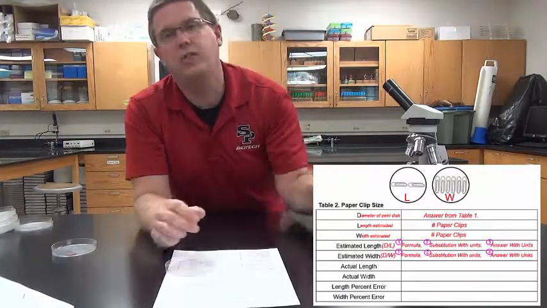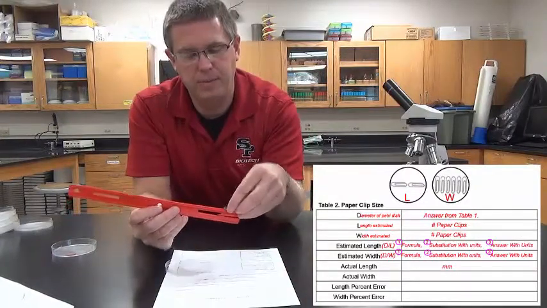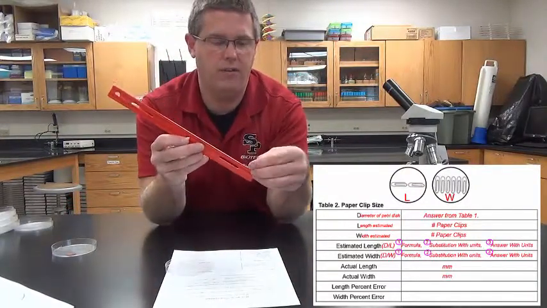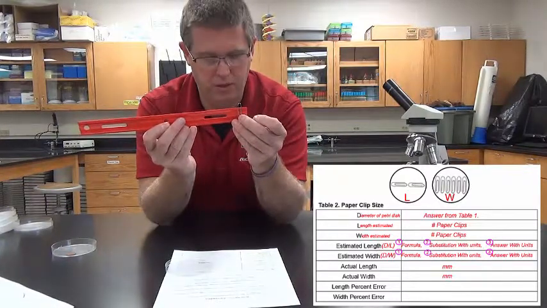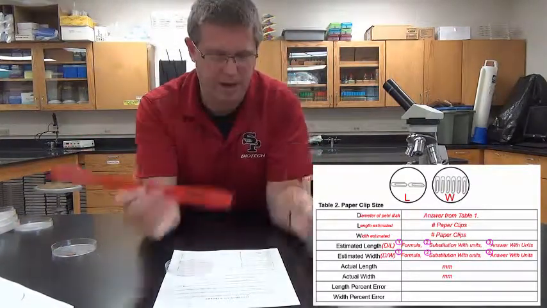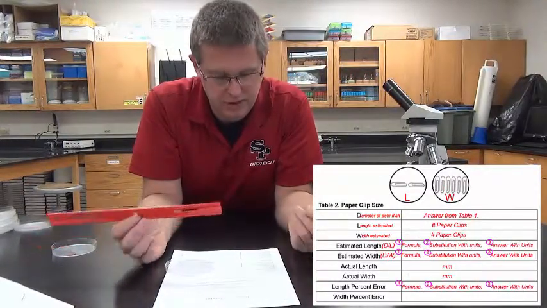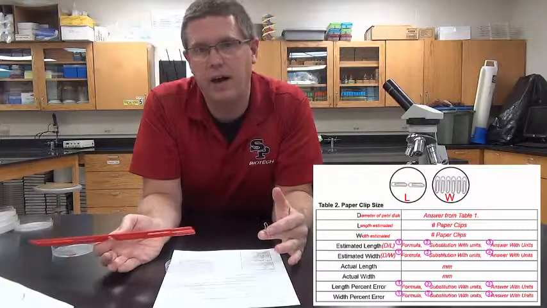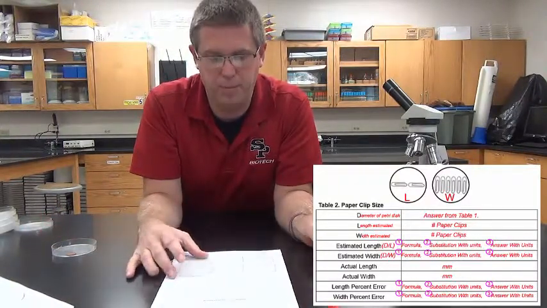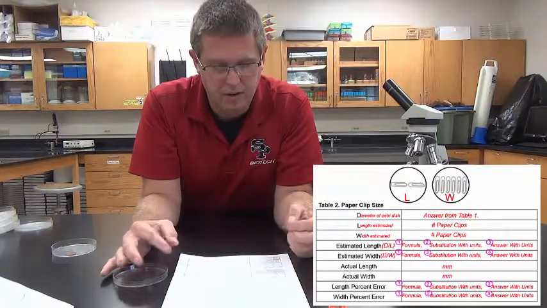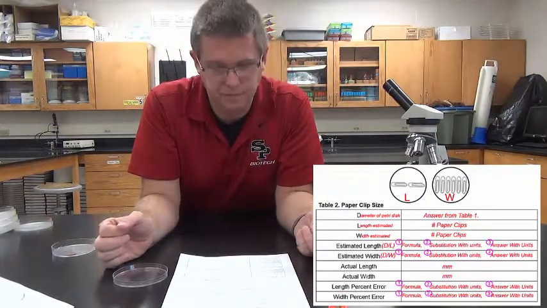Then actual length and actual width. I actually have to measure them: how long they are for the length, and how wide they are for the width. And then I come back with the percent error in the end. Same formula: actual minus the estimated, divided by actual, times 100 gives us a percent error. First time through, you may have pretty high percent errors. That's okay. We'll develop in the next lab.